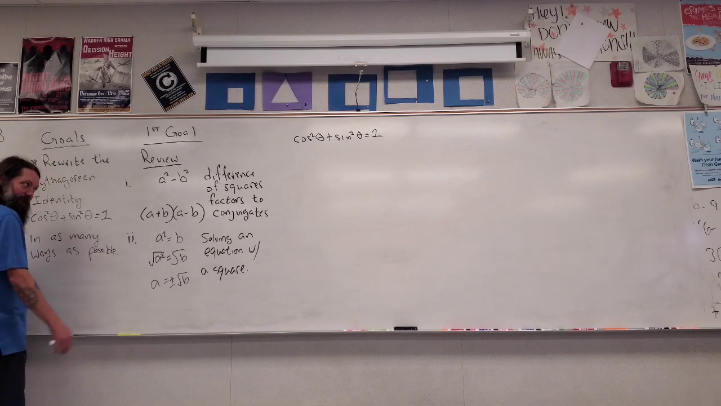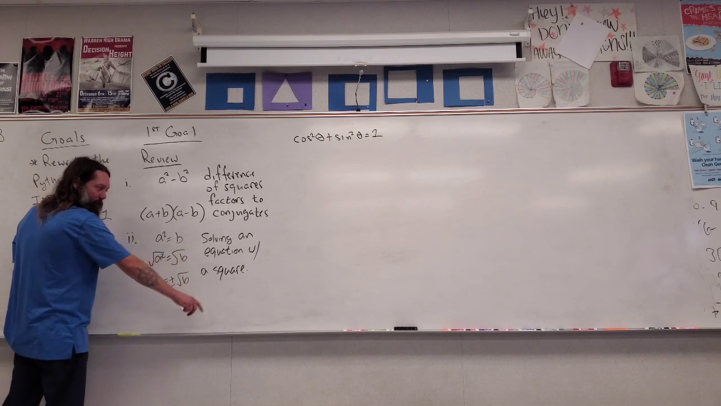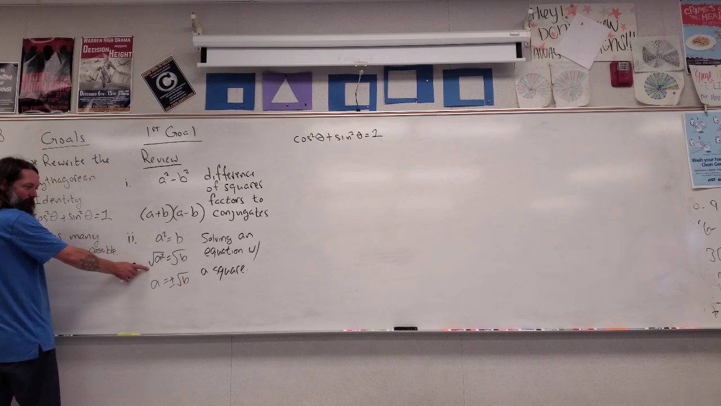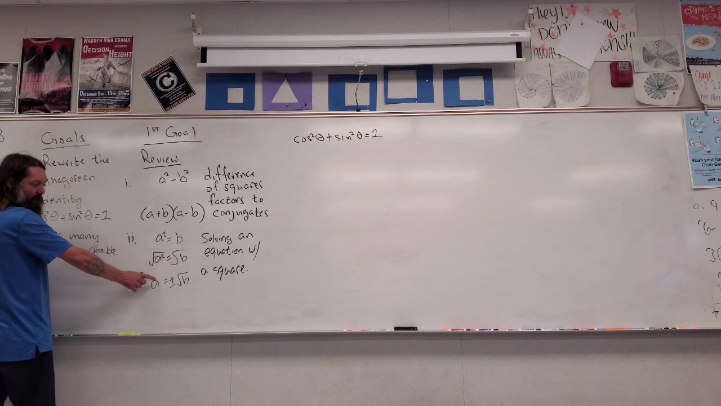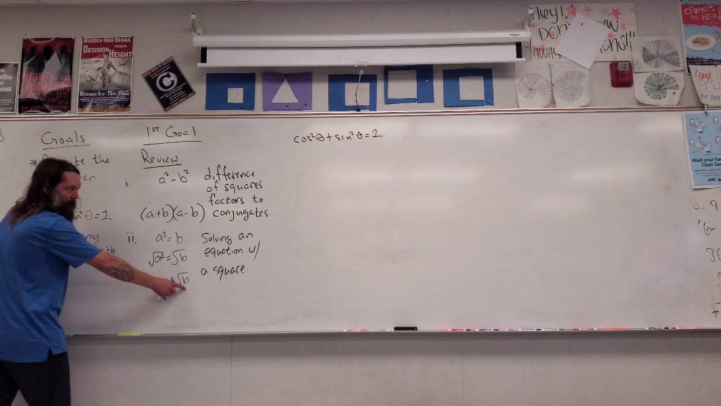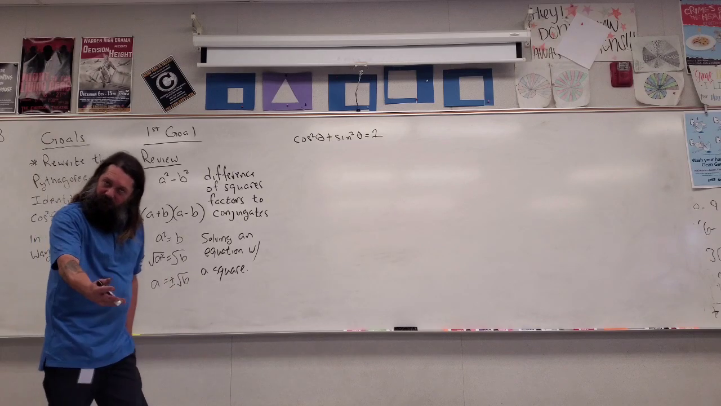Another tool that we need is solving equations with a square. So if a squared is equal to b, then we square root both sides. The square root and the square cancel each other out. And on the other side, I'm left with plus or minus the square root of b. These are tools that we're going to need.